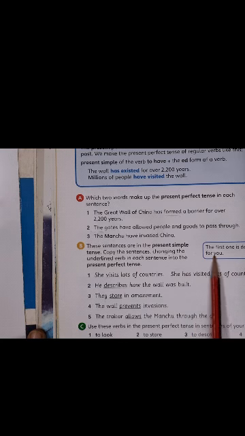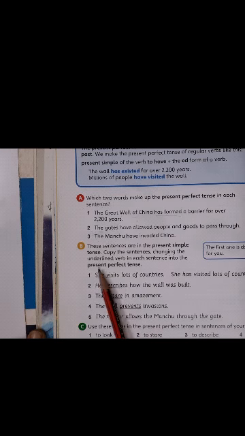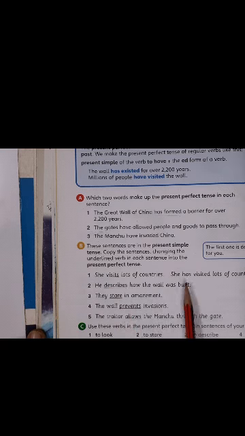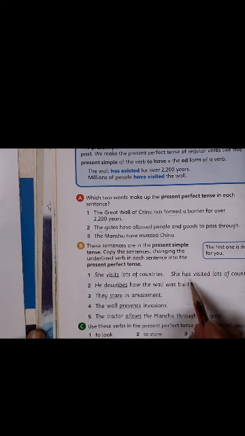Now children, see, the first one is done for us. She visits lots of countries. Now what did I tell you? The present perfect tense should have has or have. Now children, she is singular. So what will I put, has or have? Has. She has visited lots of countries. Got it? So it is has visited.